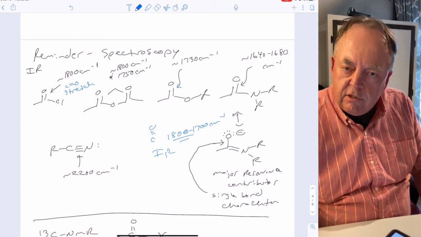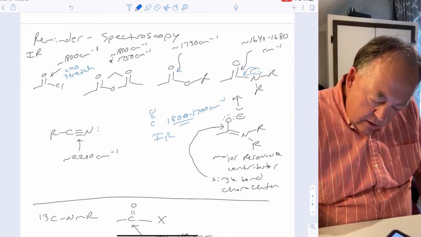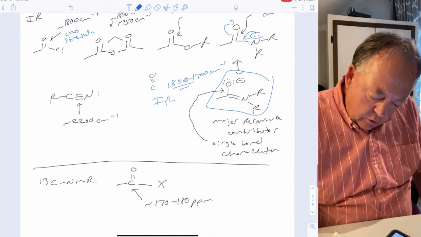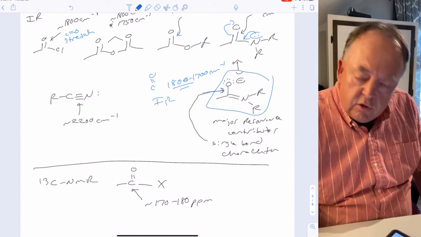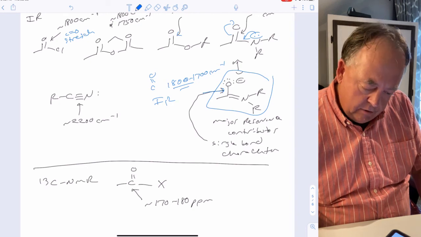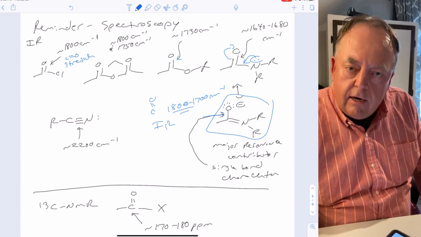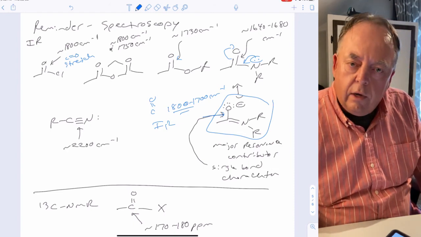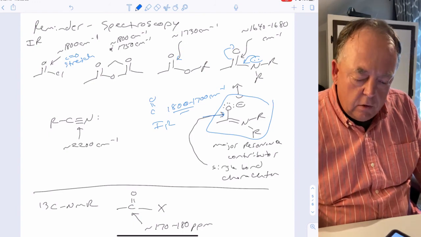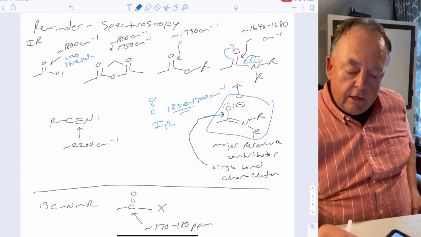Why is it at such a low wave number? It's because amides have this resonance form, which is a significant resonance contributor, and so there is some single bond character to that double bond. And if you remember, a CO single bond is around 1200 inverse centimeters. So because this has a significant resonance structure that has some single bond character to that CO double bond, it's at a lower wave number. But the point is, they all have a C double bond O, so in that 1700 to 1800 window, you can expect a CO stretch.